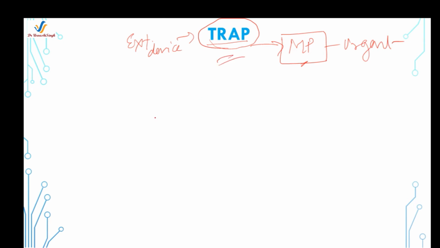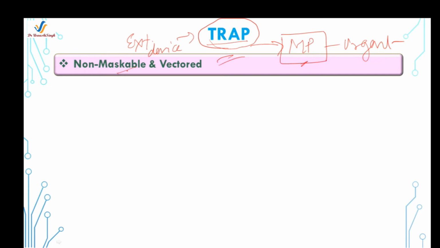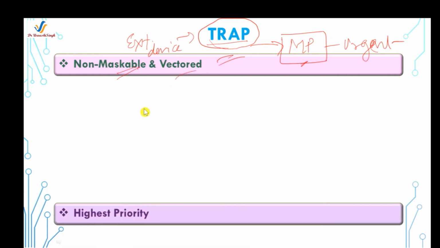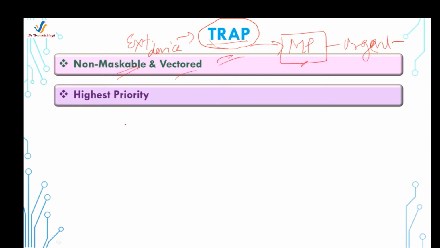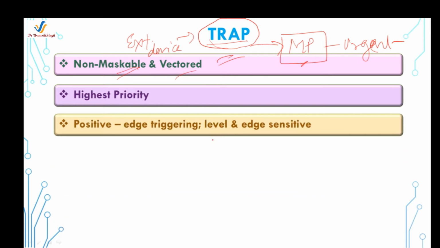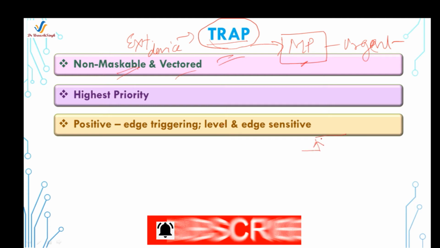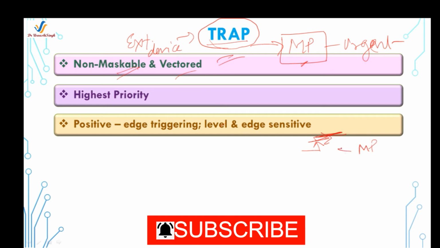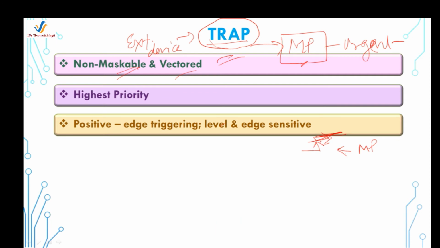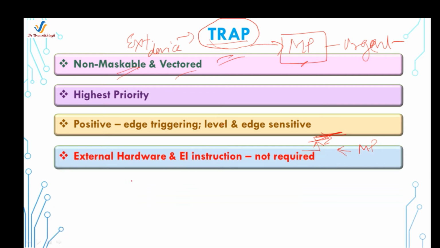Okay, now the first point is it is non-maskable because it should be handled urgently, and it is vectored. As you have already seen, it has the highest priority among all the interrupts, and TRAP is level and edge sensitive. It means that the input should go low to high and then remain high so that the microprocessor will address this signal. Okay, next is it does not require any external hardware.